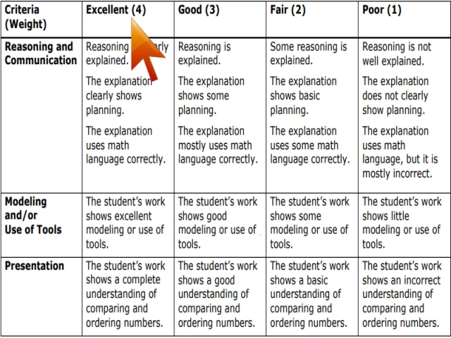In this column, it says excellent. This is the column I want to look at to make sure that my work covers all of these areas. The first area says reasoning is clearly explained, the explanation clearly shows planning, and the explanation uses math language correctly. So I want to make sure in my work I show that I understand and I planned out my work based on what I've learned.